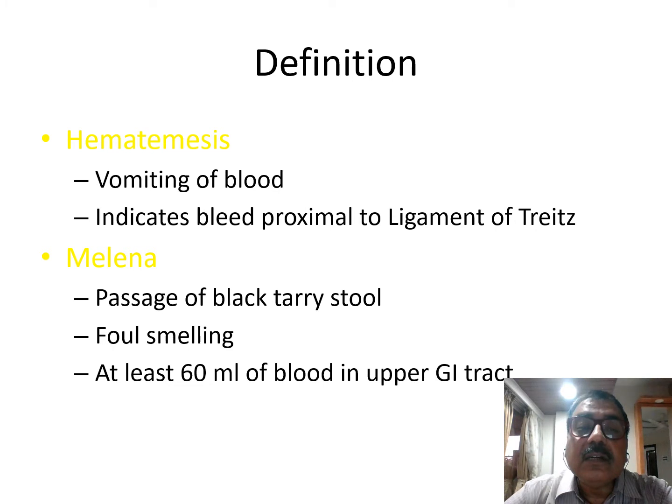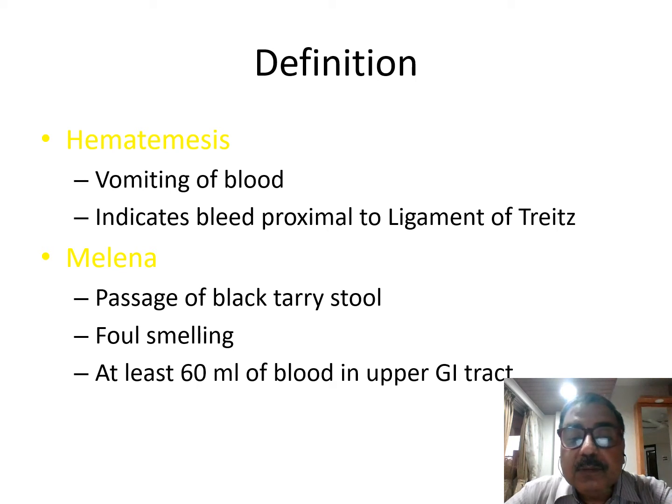So, what is hematemesis? Hematemesis is vomiting of blood. It indicates that the bleeding source is proximal to the ligament of Treitz. And what is melena? Melena is the passage of black tarry stool. Why tarry? Because the iron is converted in the acidic medium to the ferric form, and it is foul smelling due to the action of the iron with the intestinal bacteria.